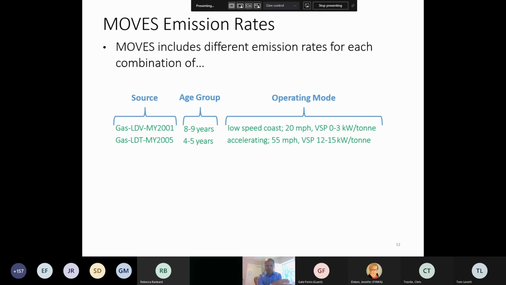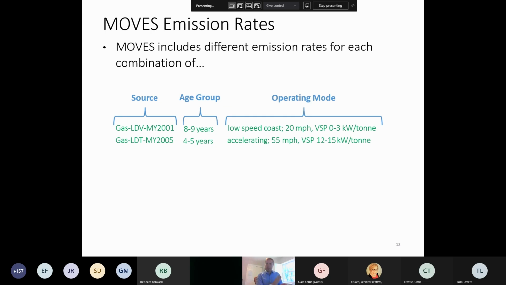Now, fundamentally, MOVES is just a giant lookup table of hundreds of thousands or millions of emission rates. Those emission rates are adjusted depending on temperature, fuel effects and other effects. But fundamentally, you can think of MOVES as a giant lookup table with emissions that vary by these three categories. So you're going to have unique emissions in the model that vary by source: what type of vehicle is emitting? In this case, we've got two examples here, a gas light duty vehicle of model year 2001.